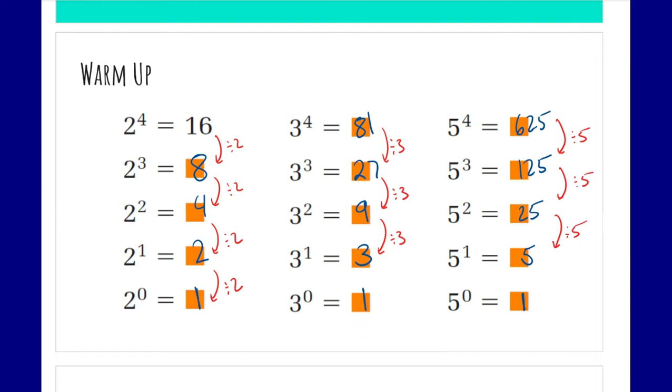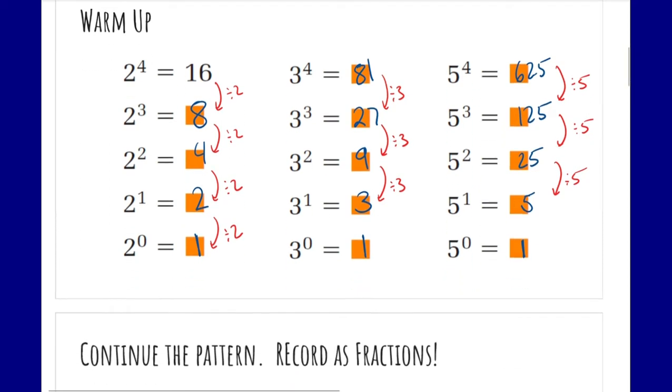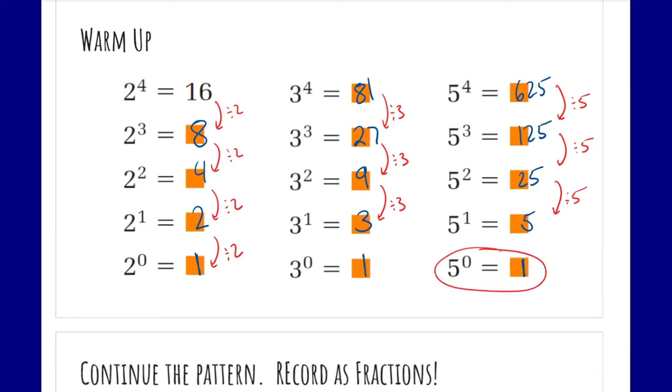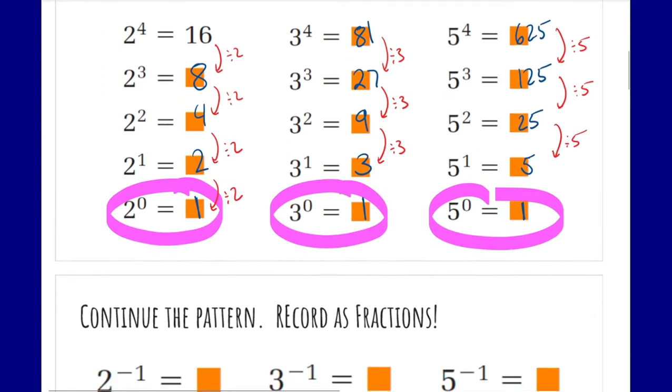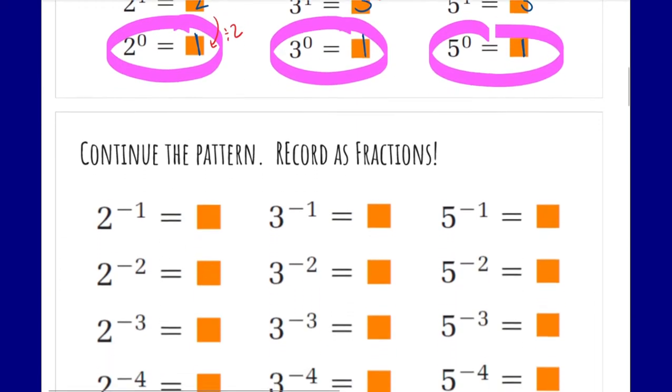But regardless of what base I have, I'm still going to have a similar pattern, and I should get these values at the end. So it doesn't matter what my base is. Anytime I reverse that pattern and reduce the power or the exponent down to 0, I should get that it equals 1. So that's one of the rules that we're looking at: anything to the power of 0 is equal to 1.